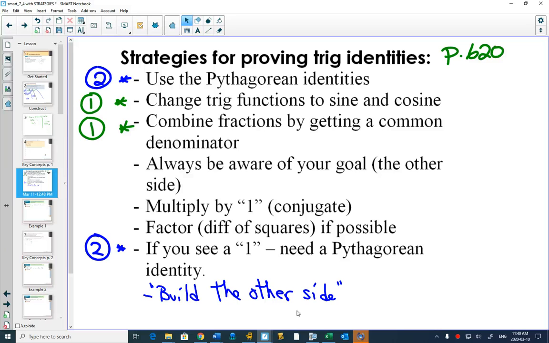Sine and cos is still the big one. 90% of proofs, if you change to sine and cos and get a single fraction, you're guaranteed 2 out of 3 minimum on every single proof.